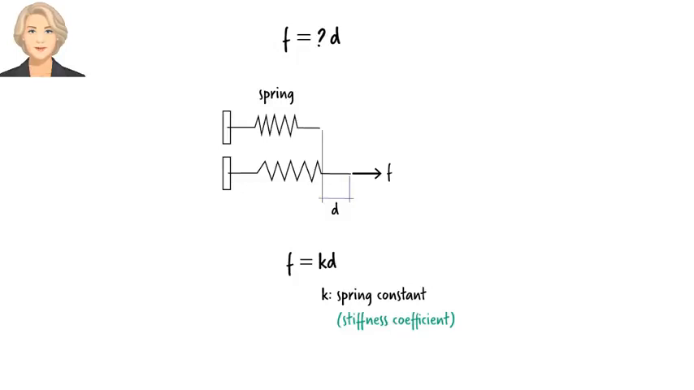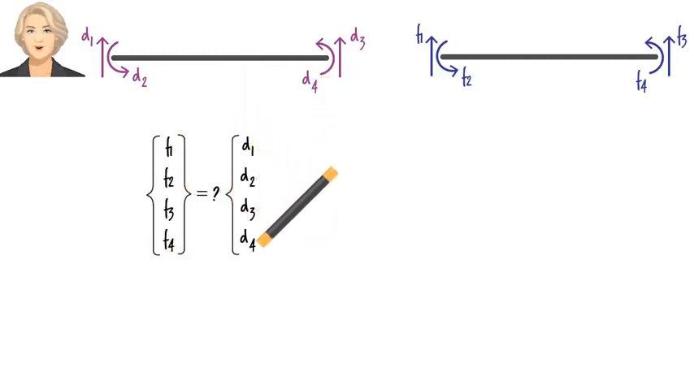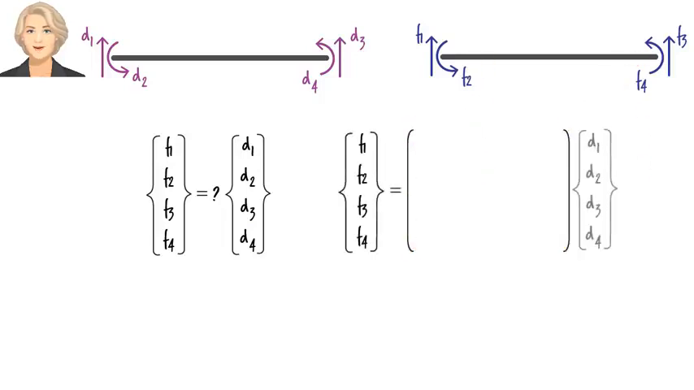Let's generalize this concept by applying it to our beam. Here we have 4 forces and 4 displacements. Therefore, we need more than one stiffness coefficient in order to write the needed mathematical relationship. How many coefficients do we need exactly? We need 1 coefficient for each force displacement pair. We can pair the 4 displacements and the 4 forces in 16 ways. We can pair F1 with D1, F1 with D2, F1 with D3, and so on. Therefore, we need 16 stiffness coefficients. Writing the coefficients in matrix form, we get this 4x4 matrix, which we call member stiffness matrix.